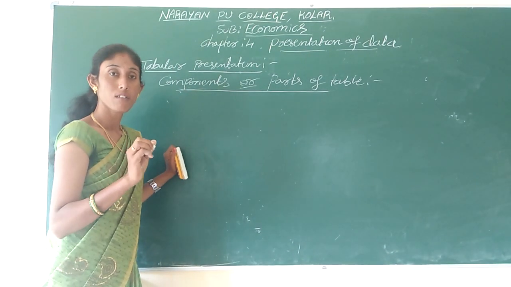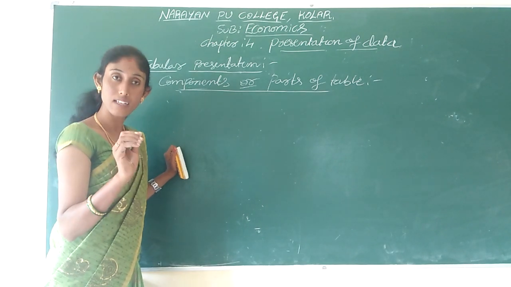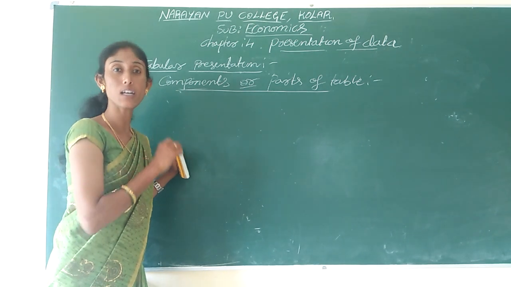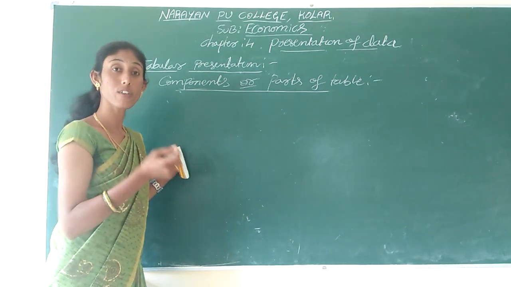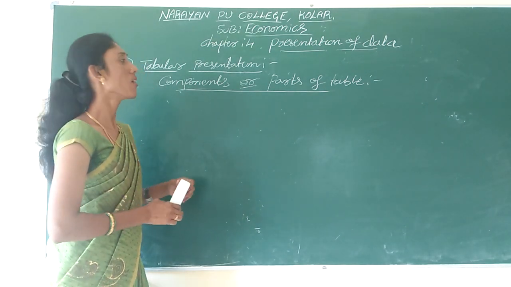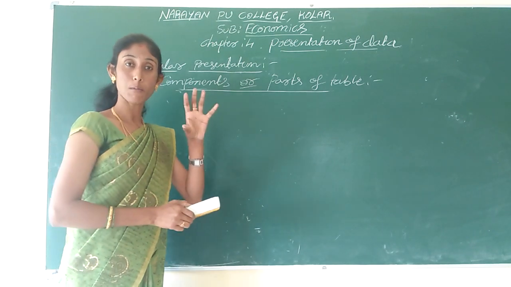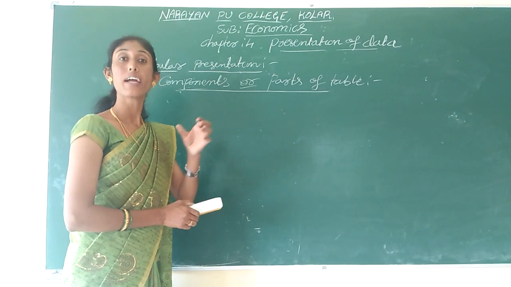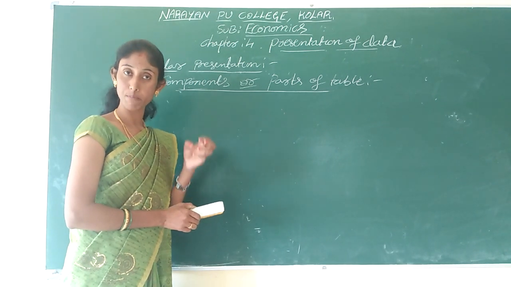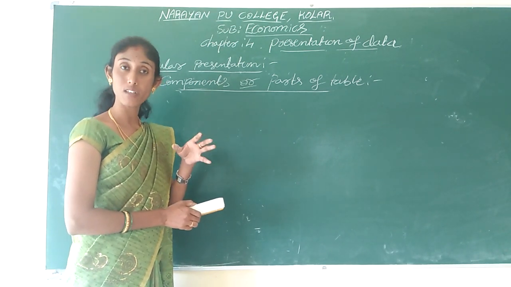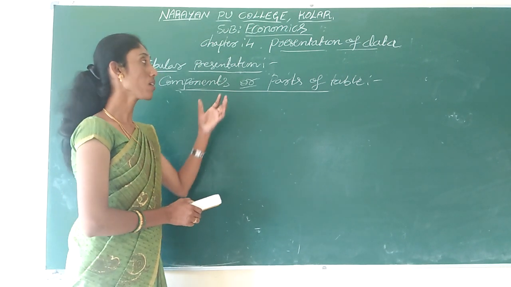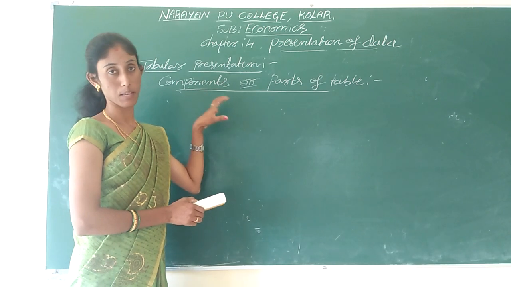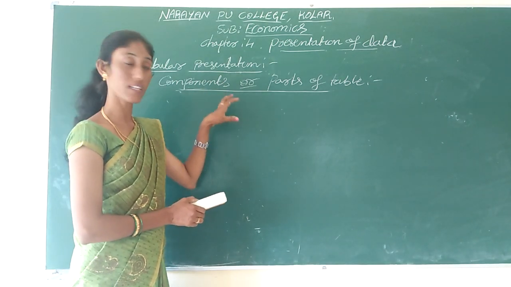We draw tables for clear-cut analysis, for exact presentation, for easy comparison and also for easy identification. We need to maintain some of the most important parts while drawing a table. Got it? For easy understanding and comparison, we need to maintain some of the main parts in a table. What are the main parts in that?